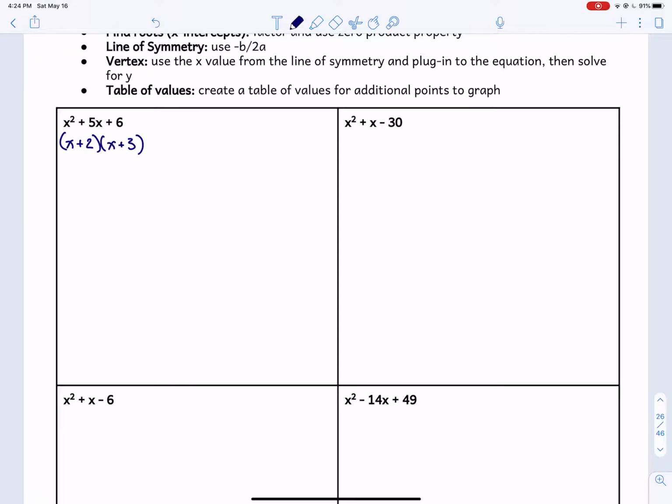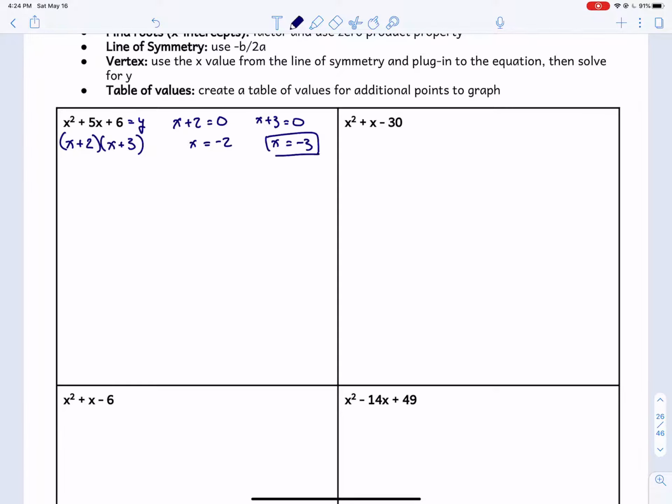And then remember, we had to split these apart when we solve for this. We don't just think of it that way. It's really equal to y. So we're going to set it equal to 0 because we're looking for the zeros. And we solve. So we get x equals -2 and x equals -3.